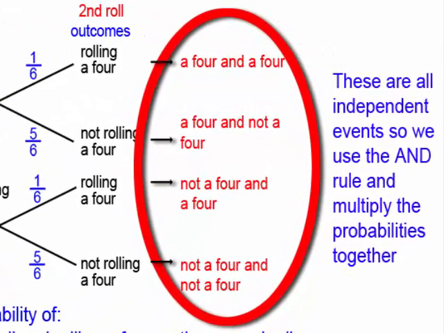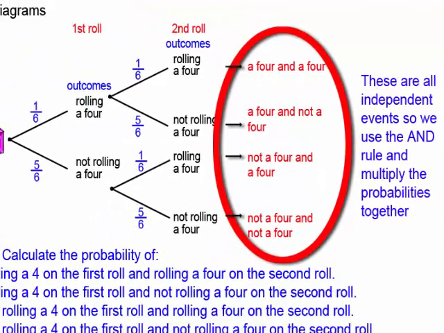As mentioned earlier, the outcomes of the first roll and the outcomes of the second roll are independent of each other. So each roll of the dice is referred to as an independent event. And because the events are independent, we use the AND rule. And because we are using the AND rule, we have to multiply the probabilities together.